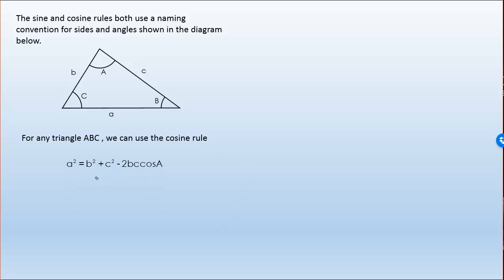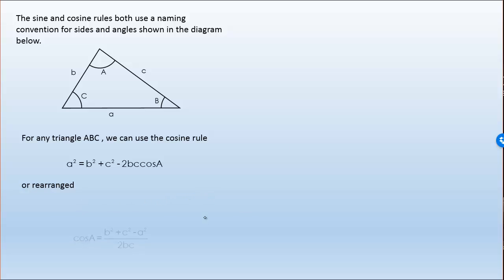A squared is B squared plus C squared minus 2BC cos A. Now if you just for a moment ignore the 2BC cos A bit, A squared equals B squared plus C squared is Pythagoras' theorem. And if you try working out the cosine of 90 degrees on your calculator, you'll find it's 0. So basically, Pythagoras' theorem is just a case of the cosine rule that works in a right-angled triangle.